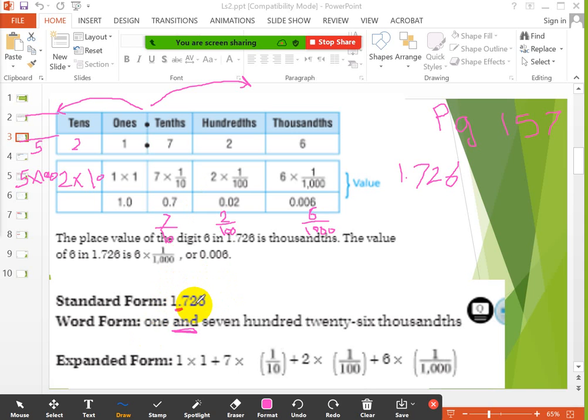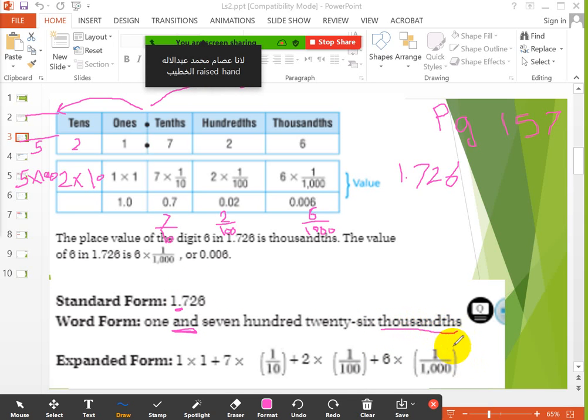Let's start with the decimal part. How will I write it? Look, this number, 726. If I want to read it, I will read it like this: 726. But 26 what? Thousands. Why will I say thousands? To know that I have 3 digits after the point.